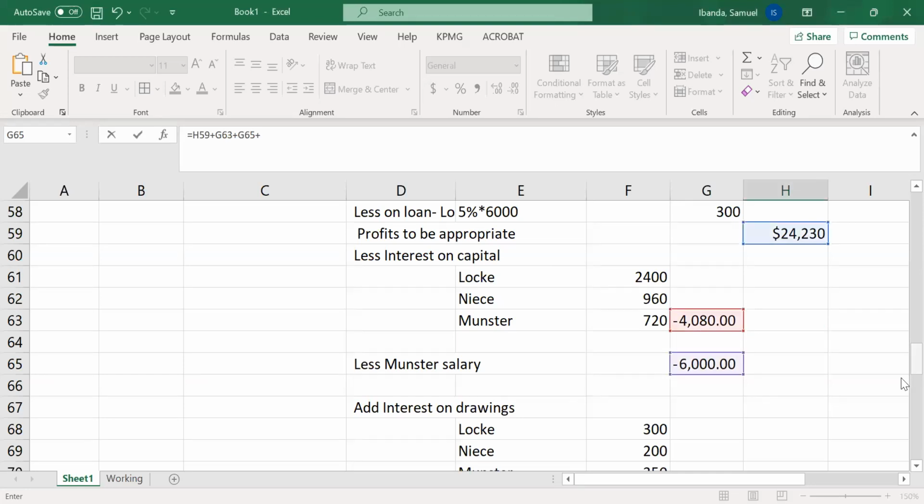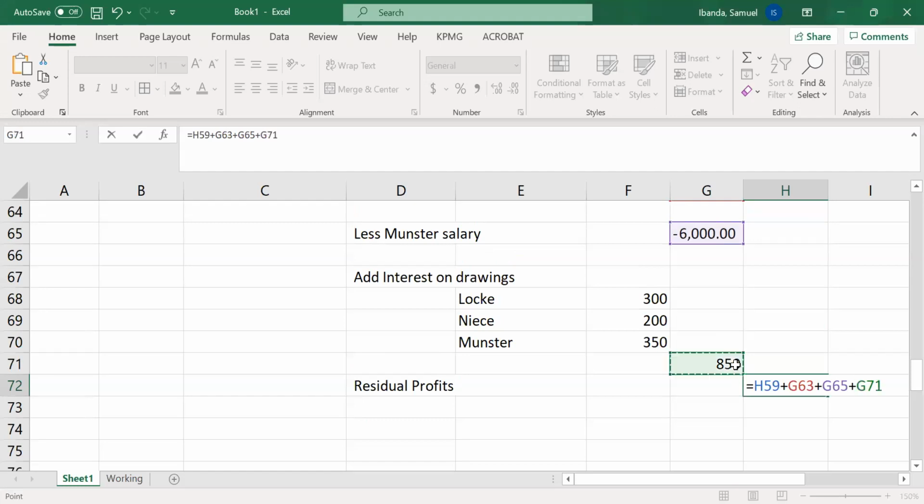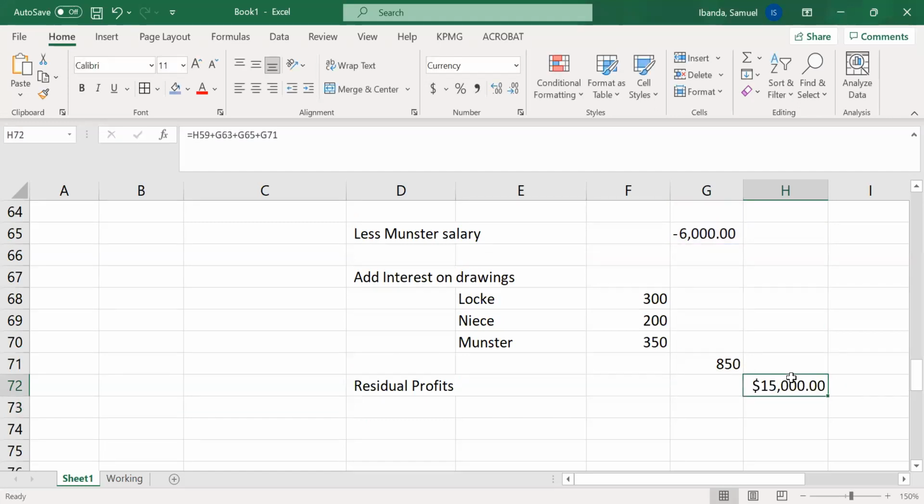Then we also have the 850. So that gives us $15,000 to be shared, okay? That gives us $15,000 to be shared. Now, these $15,000, we share them according to the share ratio that they gave us.